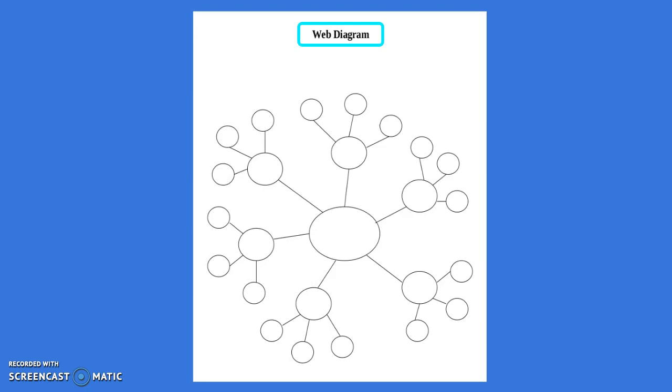Now in health we've been talking about leisure and then splitting it up into passive leisure and active leisure. So our challenge for today is to make a web diagram about leisure that splits into active and passive leisure, and give at least 3 different types for both of those.